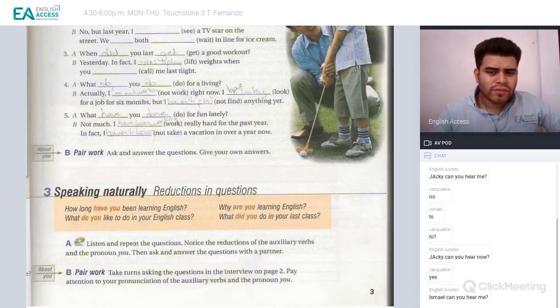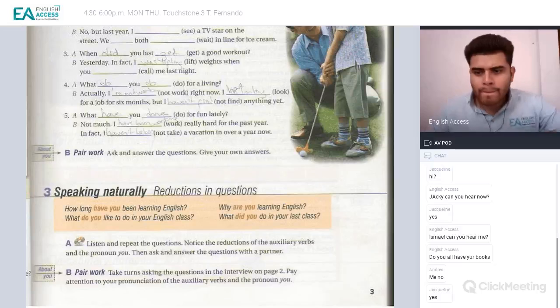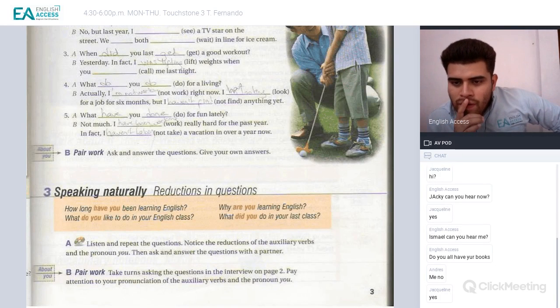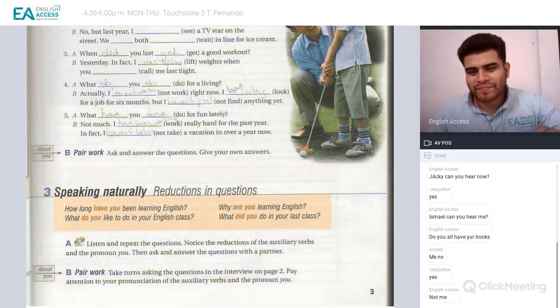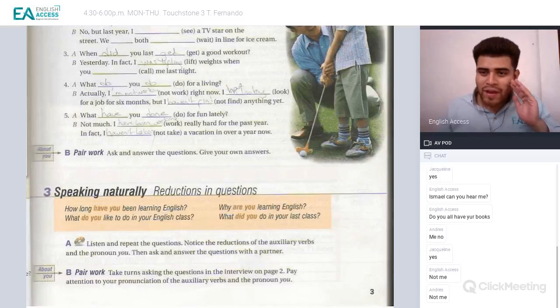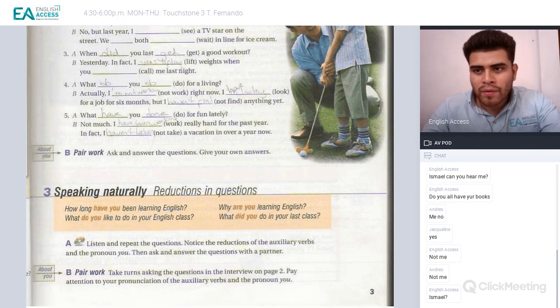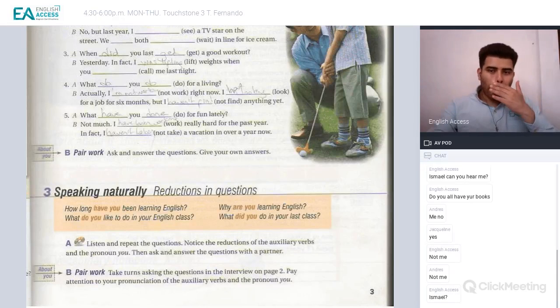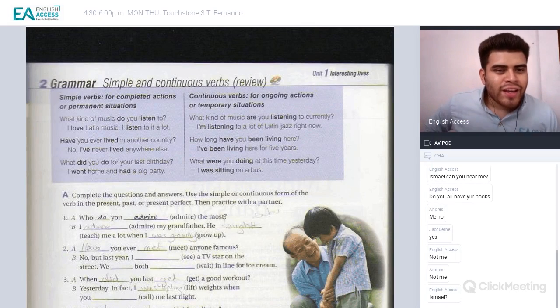Do you have your books? Okay, Jackie. Andres, you should say, not me. And you, Ismael, do you have your book, man? Okay. Well, while we wait to see if Ismael is going to come on the internet, let's look at this.